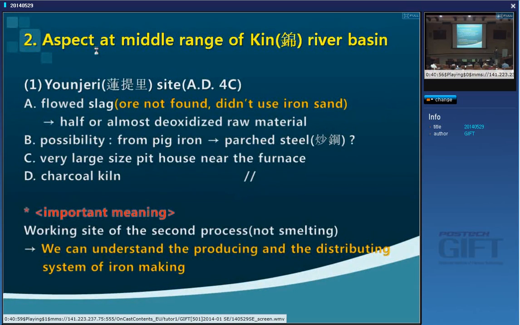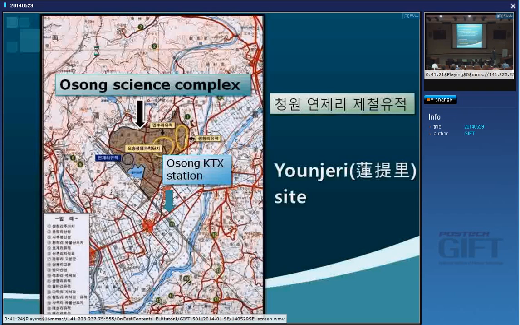And the charcoal kiln was found near the furnace. The important meaning of this site is that it is the working site of the second process. At this site, we can understand the producing and distributing system. Let's see the detailed contents. You know the KTX line. Here is the Osong station. Everybody passes this station to Seoul.